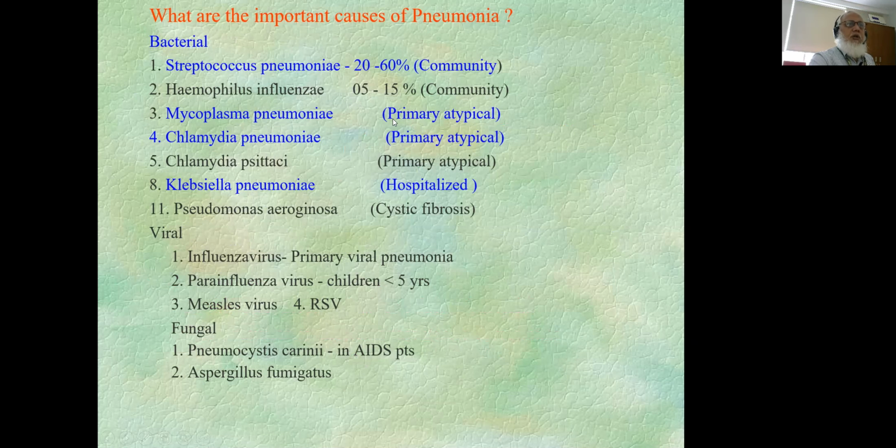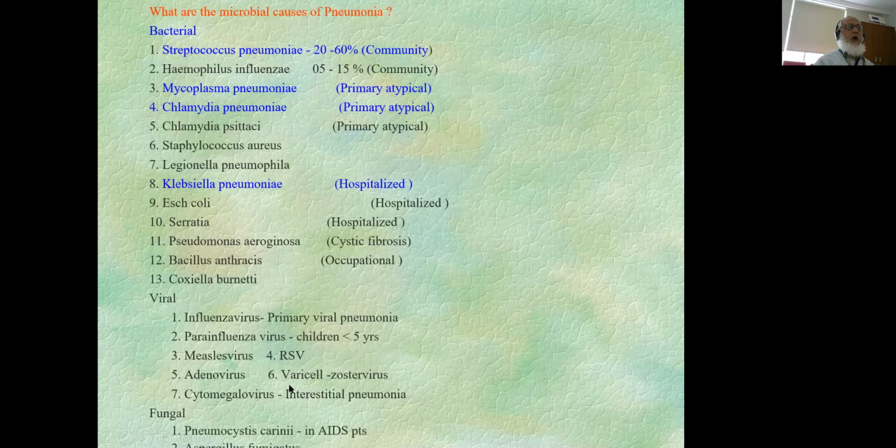Mycoplasma pneumoniae is a cause of primary atypical pneumonia. Chlamydia pneumoniae also causes primary atypical pneumonia. Chlamydia psittaci, Klebsiella pneumoniae is responsible for pneumonia in hospitalized patients. Pseudomonas aeruginosa causes pneumonia in cystic fibrosis. Viral causes include influenza virus, which causes primary viral pneumonia, parainfluenza virus, measles virus, and coronavirus is important, especially COVID-19. And among the fungal causes, there are Pneumocystis carinii and Aspergillus fumigatus.